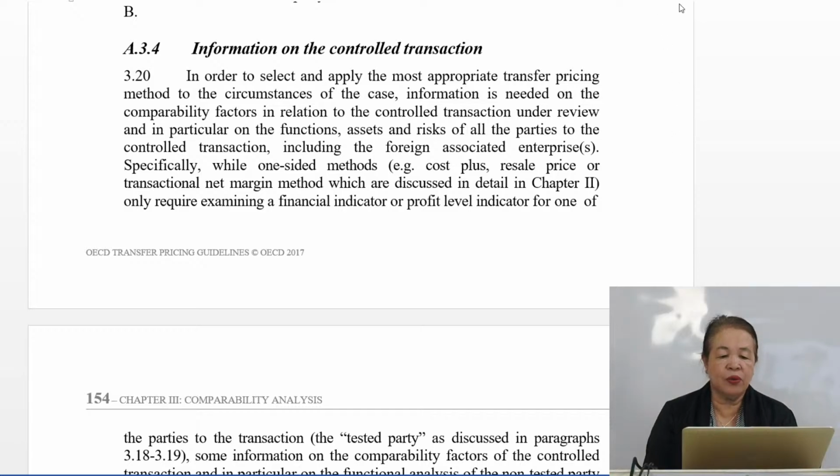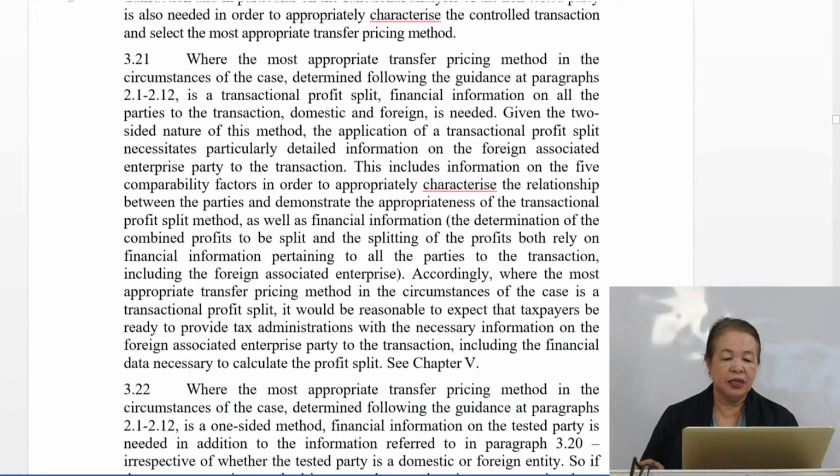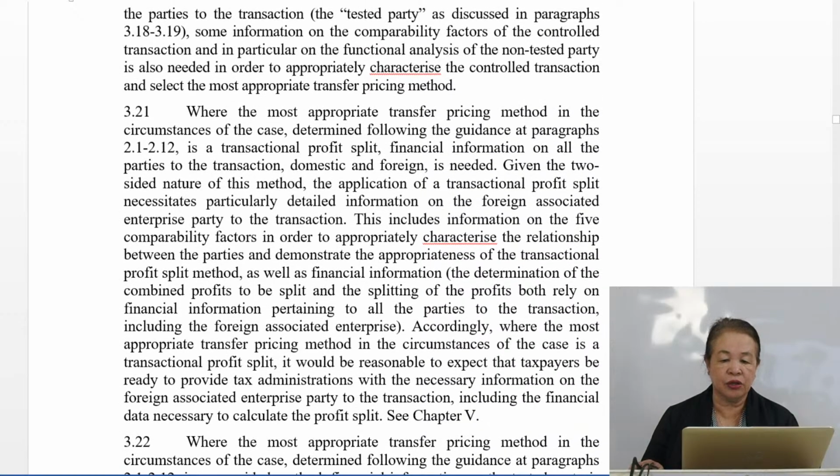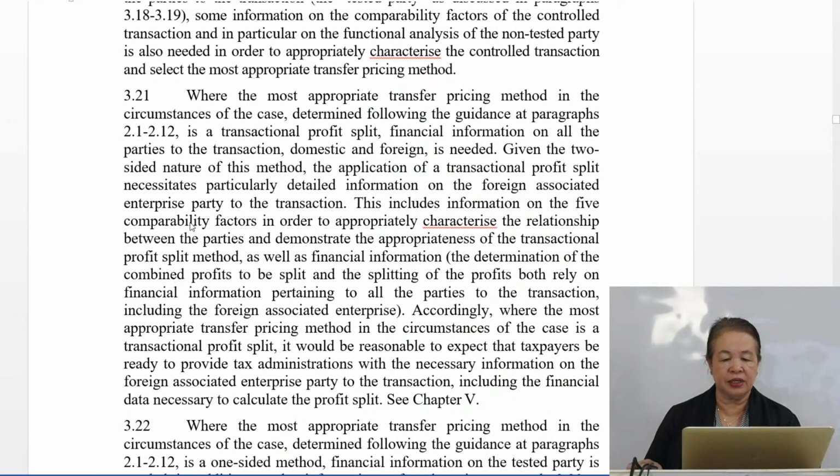Specifically, while one-sided methods, such as cost plus, resale price, or transactional net margin method, which are discussed in detail in Chapter 2, only require examining a financial indicator or profit level indicator for one of the parties to the transaction, the tested party, as discussed in paragraphs 3.18 to 3.19, some information on the comparability factors of the control transaction, and in particular on the functional analysis of the non-tested party, is also needed in order to appropriately characterize the control transaction and select the most appropriate transfer pricing method. No?